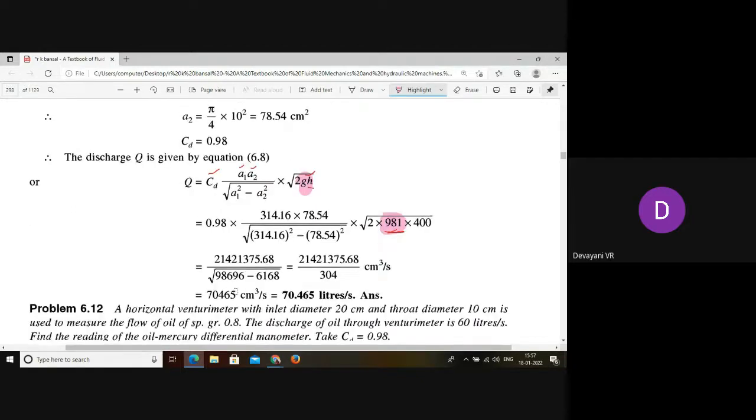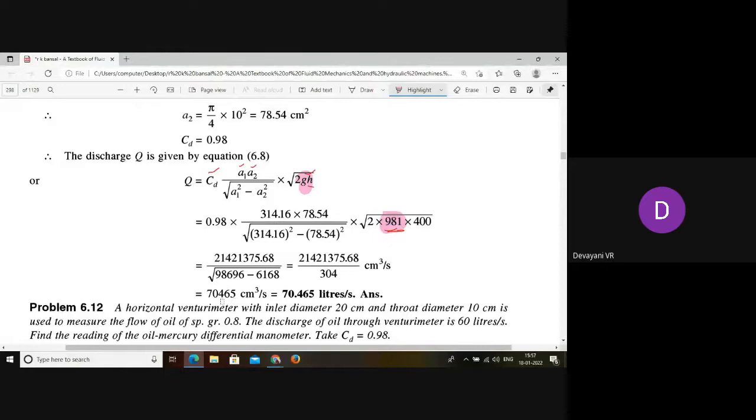981. So 981 is in the units of centimeter per second square. 9.81 is in meter per second square. So to convert the value into centimeters, we have to multiply with 100. 1 meter equals 100 centimeters, right? So multiplying with 100, we get the value in terms of centimeter per second square as 981. So now substituting all the values in this formula, we get the discharge as 70465 centimeter cube per second.